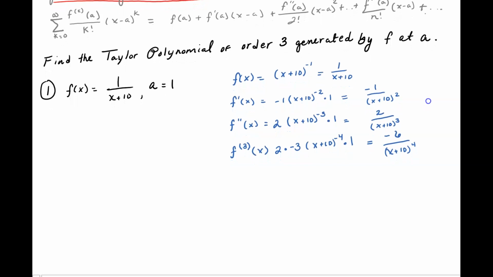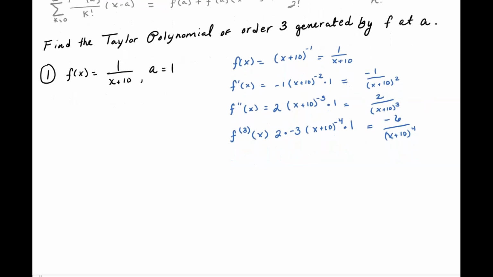Now our job is going to be to evaluate this at x equals 1. So when I say x equals 1, I'm going to plug 1 into f of 1, f prime of 1, f double prime of 1, and f triple prime of 1. And then I'm going to get the coefficients that I need for my formula. Once I've done that, I'm good to go.